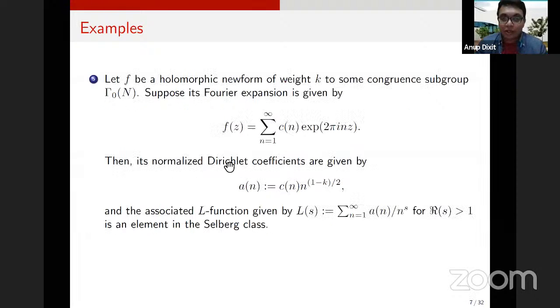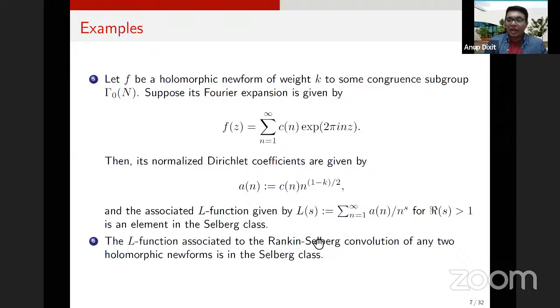And if you look at modular forms, if you have a holomorphic new form of weight k, suppose this is its Fourier series, then you normalize the Fourier coefficients in this way, just so that the pole is at 1. And then the resultant L function is also in the Selberg class. Now, it doesn't necessarily have to be a holomorphic new form. For non-holomorphic new forms, we expect them to be in the Selberg class, but we don't know the Ramanujan hypothesis for them.